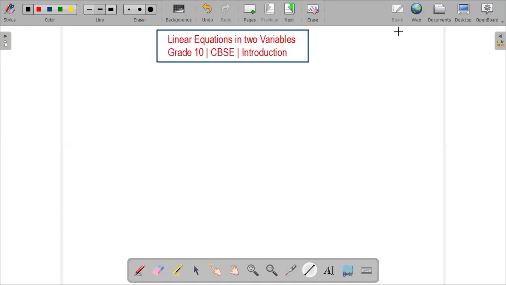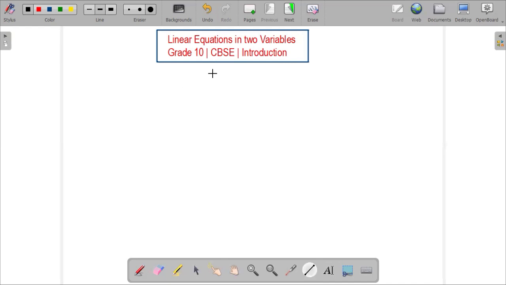Today's topic will be linear equations in two variables, a grade 10 topic basically. Okay, we are going to start the topic. It is basically a 5-10 minute lecture. This is just an introduction.